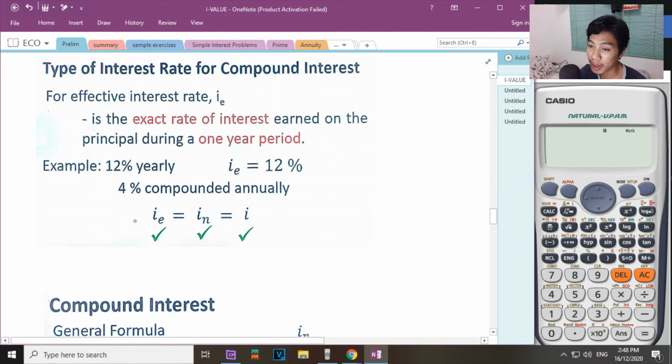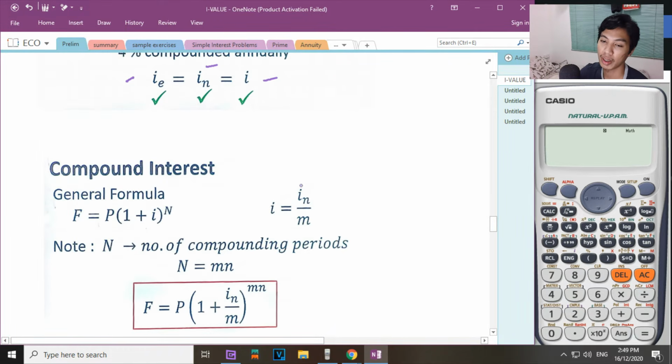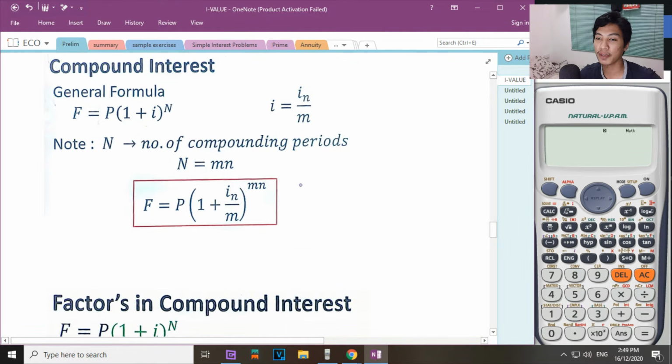Sample, yung 12% yearly mo, kapag inapat na beses mo of modes of compounding, it will be equal to what? It will be equal to 4% annually? Hindi natin alam. We will compute. Pero, kapag na-convert mo yan, then therefore, the interest rate can be an IE, a nominal, and then an actual interest rate. Ayan. So, for the formula, ito na yung sinabi ko kanina.